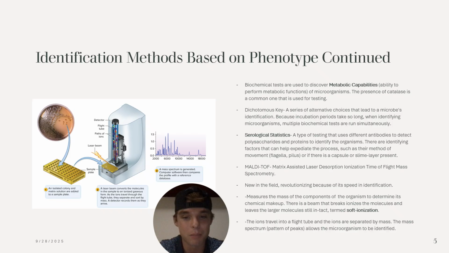There is a beam that breaks down and ionizes the molecules and leaves the larger molecules still intact, termed soft ionization. The ions then travel into a flight tube, and the ions are separated by their mass. The mass spectrum, which is the pattern of peaks that you see here on the left in the purple graph, allows the microorganisms to be identified.